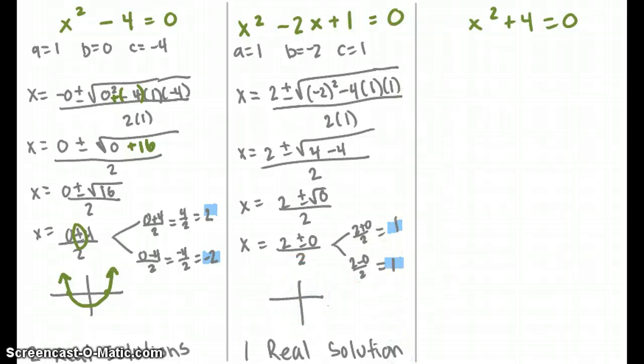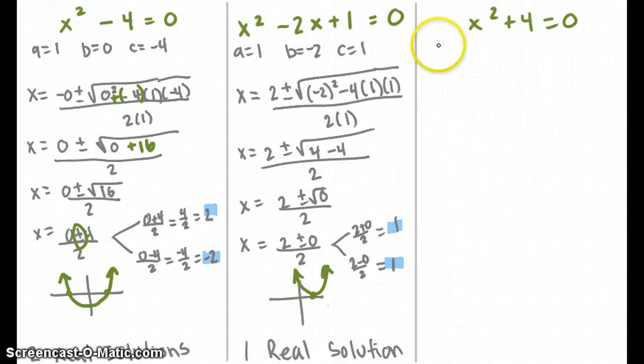When we graph it, since it's a repeated root, our graph is going to touch the x-axis at 1, its solution, but it won't go through the x-axis, it'll bounce off, which means that the 1 is going to be the vertex. Notice that your a value is positive, so again, this is an upward-facing quadratic.